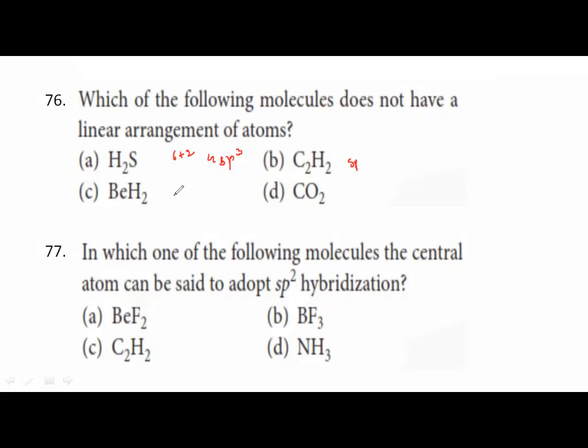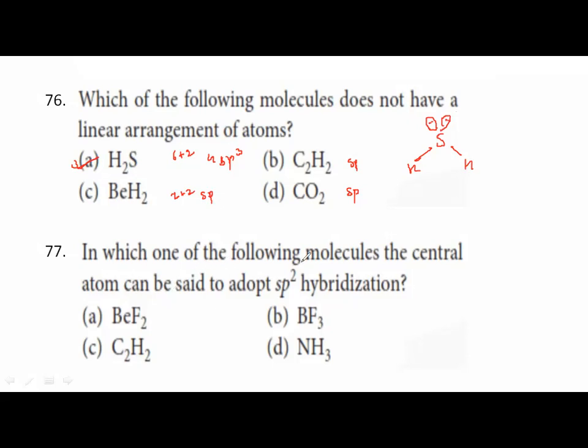BeH2: beryllium valence electrons are 2 plus 2, 4, and 4 by 2 is 2, so it is also sp. So the molecule that does not have a linear arrangement is H2S, because the hybridization is sp3 and it has an angular shape. This is the shape of H2S.